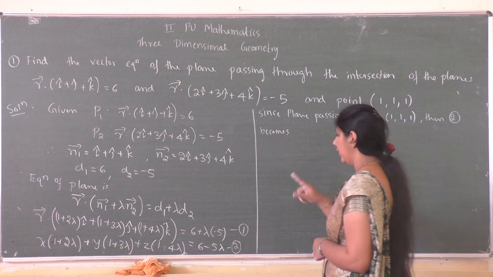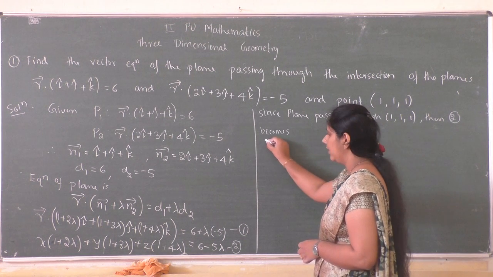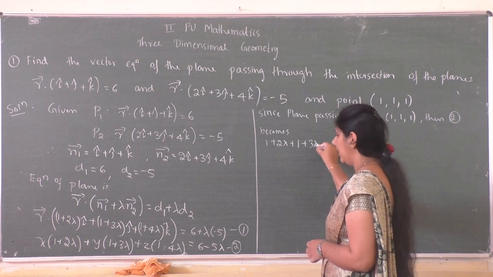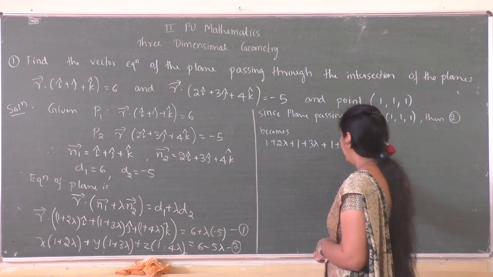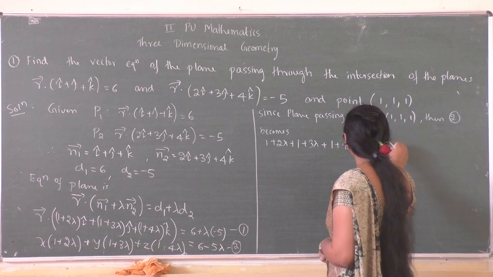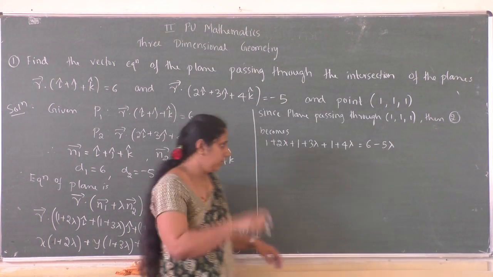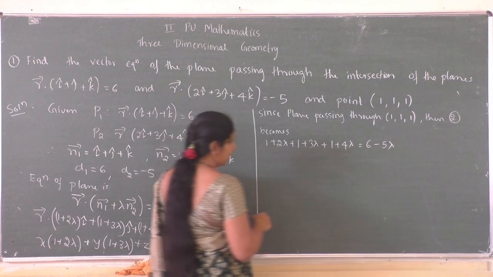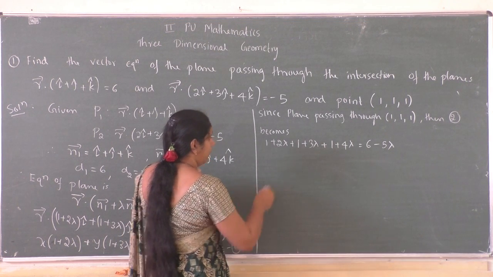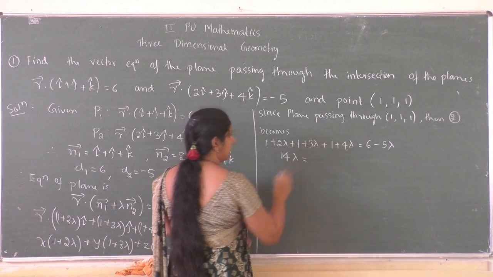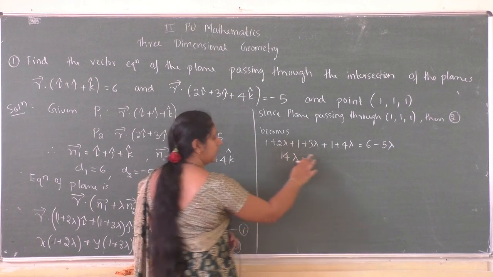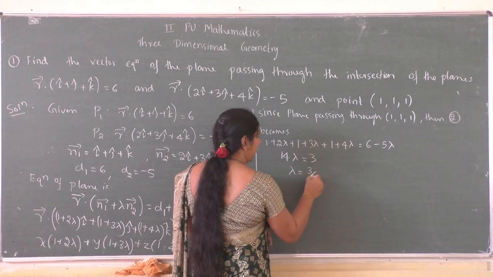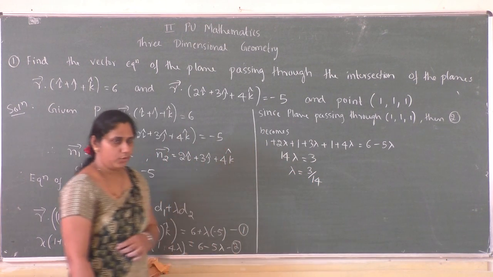In the place of x, y, z, you have to substitute 1 each, so it becomes 1 into 1 plus 2 lambda plus 1 into 1 plus 3 lambda plus 1 into 1 plus 4 lambda is equal to 6 minus 5 lambda. Simplify this: 2, 3, 4 plus 5, so it becomes 14 lambda is equal to the constant term. Here we have 3, here we have 6. So 6 minus 3, 3. So we got the value of lambda as 3 by 14.